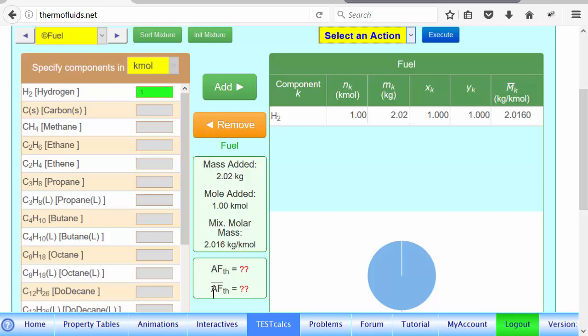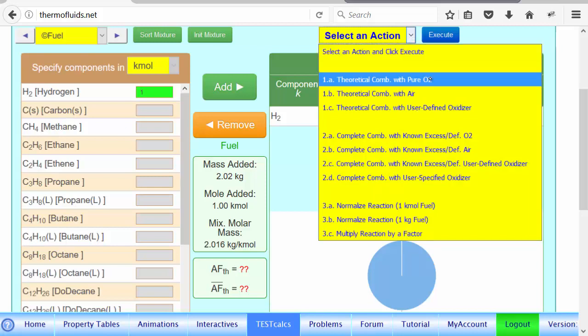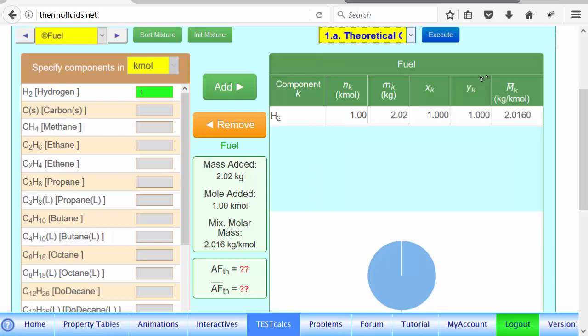The air-fuel ratio and the air-fuel ratio on the molar basis show a question mark, which means we still don't know that yet. It depends on what kind of reaction we want. Suppose we want a theoretical combustion reaction with pure oxygen. That means hydrogen is burning with pure oxygen. Theoretical, recall, means the reaction is complete, only H2O will be produced, and there will be no excess hydrogen or oxygen left. So you just select that option and execute, and here we go.